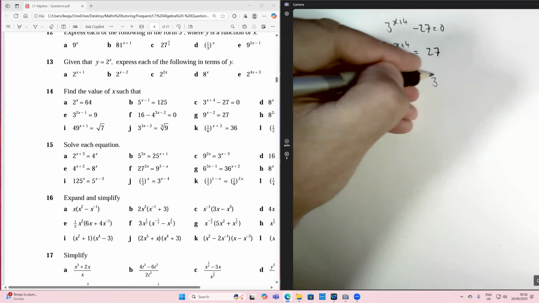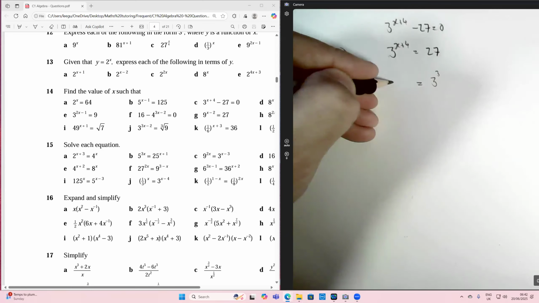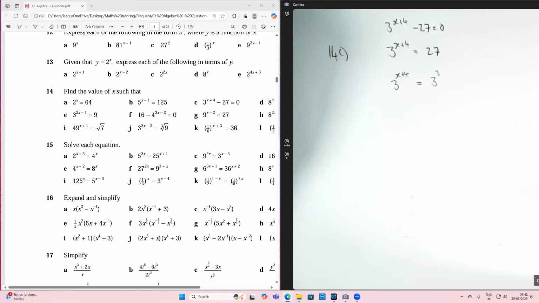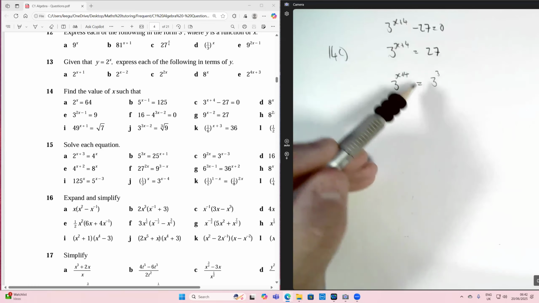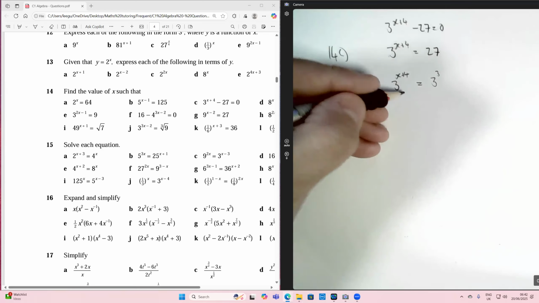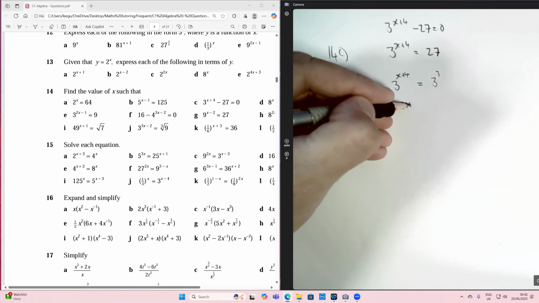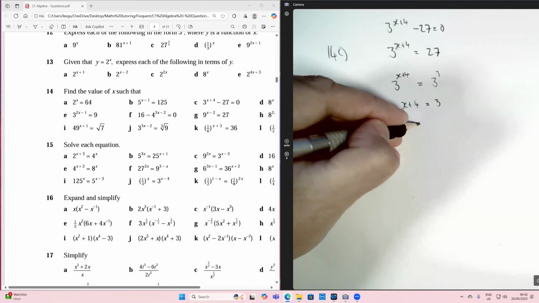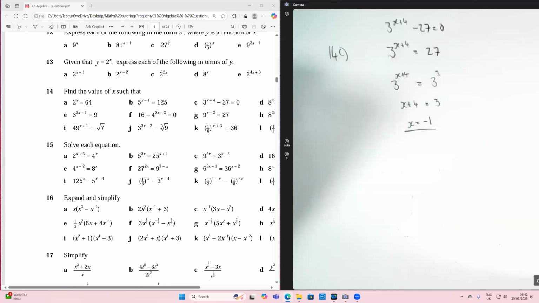So the first step is always to try and express them as the same base power. Once you express them as the same base power, then you can directly compare the indices. So in this case, I've now rewritten 27 as 3 cubed. So I can now directly compare these and say that x add 4 must equal 3. So therefore, x is going to equal minus 1 when I take the 4 off both sides. Okay, so that's the thing that we need to do. We need to directly compare the powers.